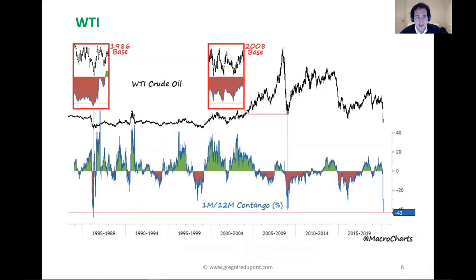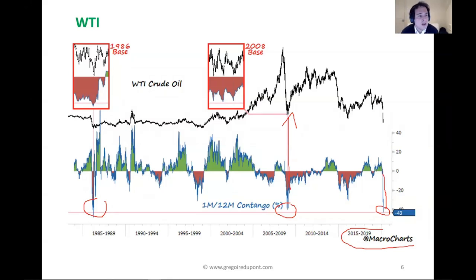I found this tweet from Macro Charts, and probably you should follow them on Twitter. They come with good ideas. The idea was to look at the oil contango. Yesterday the oil contango, as I said, was around 40%. And this oil contango at 40%, as you can see here, is the same level that we had in 2008 and the same that we had in 1986. And very often that might be a good entry price.